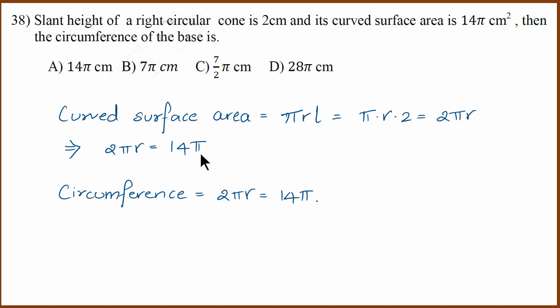We'll use this for later. So what is the circumference of the base? Circumference of the base is 2 πr. But we already know that this is 14 pi. That means circumference is 14 pi. If 2 πr is 14 pi, r equals 7, which means circumference is 14 pi. Correct answer is A. The important thing is that we have not changed pi. If pi is in the question and in the answer, you don't have to change anything.